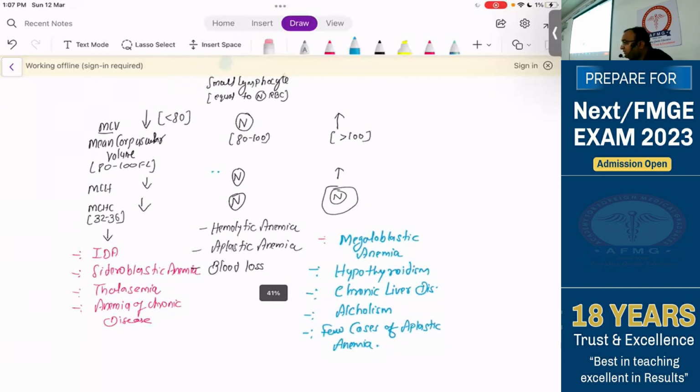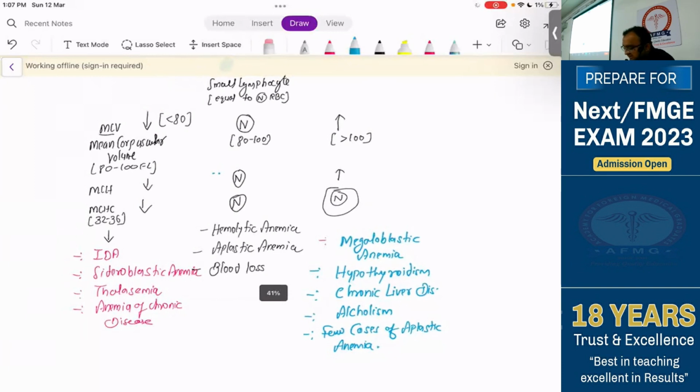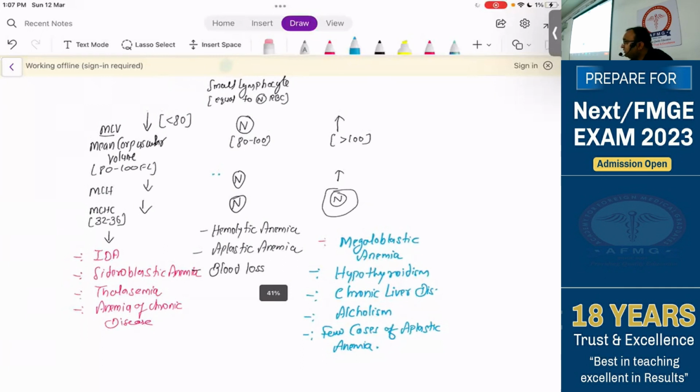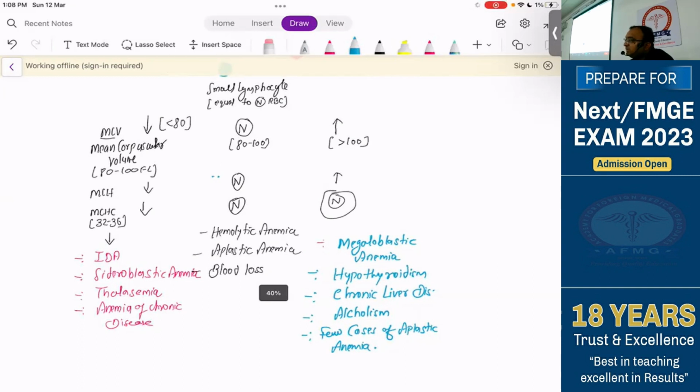and how you are going to differentiate these anemias from the rest of the anemias in the same category. Like, how will you differentiate IDA from sideroblastic anemia, thalassemia, and anemia of chronic disease? Why? Because in the PBS they will look alike. In the PBS you will see the microcytic picture, or MCV, MCH, and MCHC are also similar in all these cases. Then how are we going to differentiate these entities?